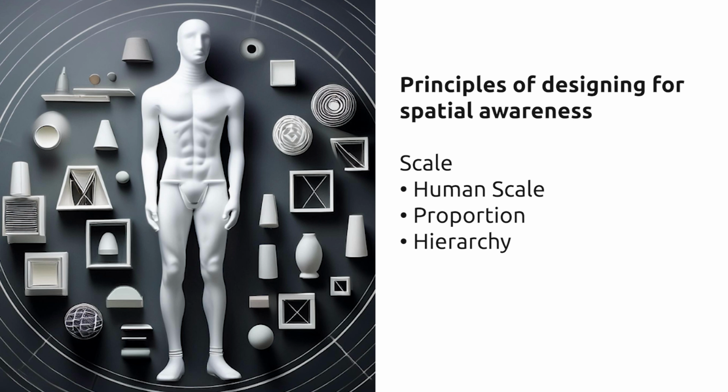Human scale. Objects should be scaled relative to the human body to create a sense of realism and comfort. Proportion. The relative size of objects within a scene should be accurate to maintain a believable environment. Hierarchy. The scale of objects can be used to emphasize or de-emphasize certain elements, guiding the user's attention. We will focus more on visual hierarchy in the next part of this chapter.